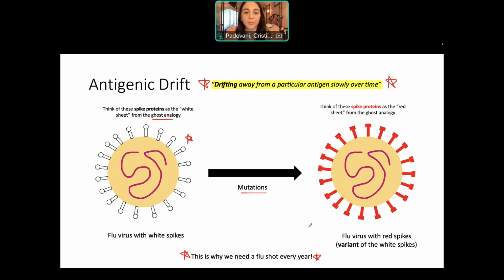So this is the reason. If they ask you why we need a flu shot every single year, or a COVID shot every single year, it's because of antigenic drift. These are RNA viruses. You get these point mutations that drift away from this particular antigen very slowly over time. It doesn't just happen from white to red. This is a slow process. Maybe now this turns into a box, and then this turns red, and eventually this will turn red. So it's these little point mutations. And whatever survives, it's because the immune system can't see it.